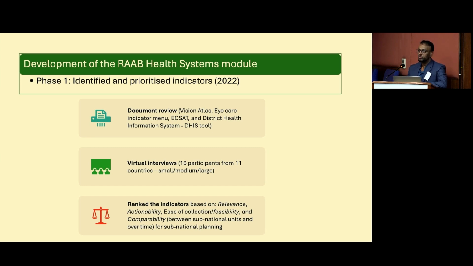And then I carried out virtual interviews with 16 participants from 11 countries. I believe some of you contributed to this. And we were mindful of country context. So we covered small, medium, and large country scenarios when we were choosing participants. Then with the participants, we ranked the indicators from the list of the indicators we mapped out based on relevance, actionability, ease of data collection, or feasibility in the different country contexts, and comparability so that we can have some benchmark at the end. And our focus was on the sub-national level planning here.